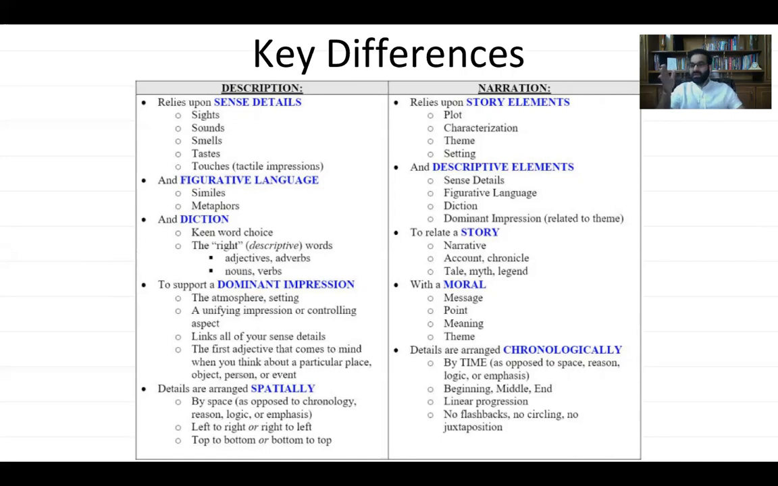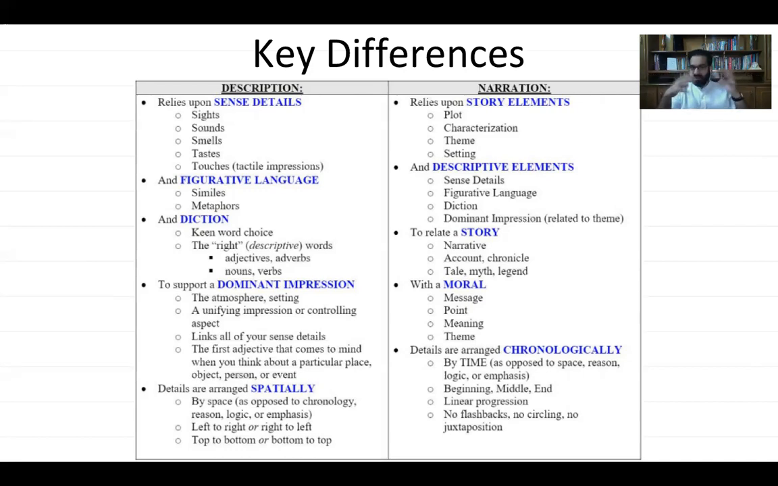Over here, narration deals with the moral. There's a message, there's a point, there is a meaning, there is a theme. And in the end, narrative deals with chronological order by time: beginning, middle, and linear progression. No flashbacks, no circling, no juxtaposition. So you don't juxtapose, you don't mix the things. You actually go in a smooth way. As compared to that, the other goes spatially, by space, as opposed to chronologically, reason, logic, or emphasis. Left to right or right to left it goes. Top to bottom or bottom to top it goes.